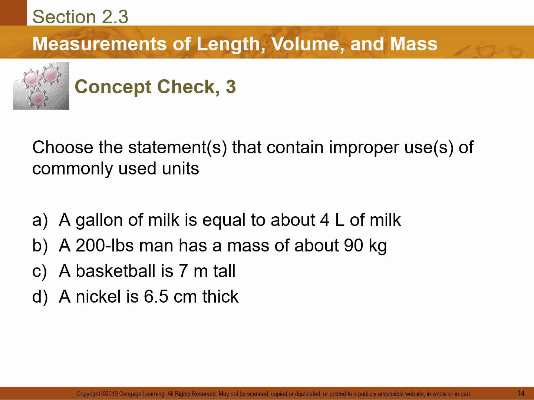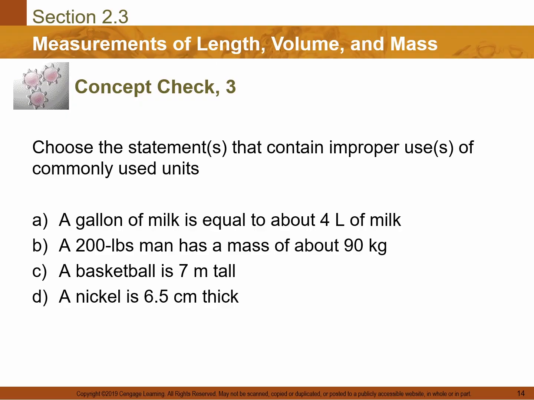Concept check 3. Which of these statements is using the wrong units? A gallon of milk is equal to about 4 liters of milk. Sounds about right to me. A 200-pound man has a mass of about 90 kilograms. Well, we just said 1 kilogram is about 2.2 pounds, so that sounds about right.